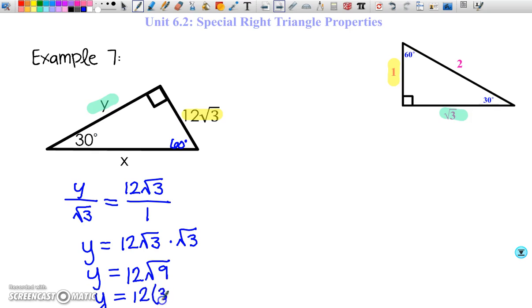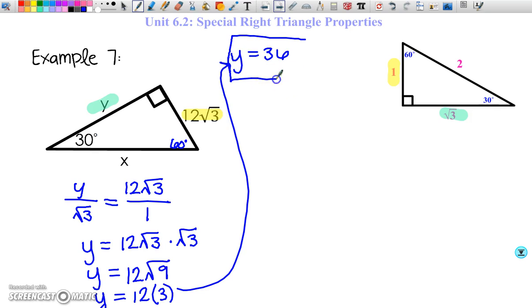So let me replace that with this 3. There we go. And so we get y equals 36. And I'm just going to write that up here just because I'm out of room. So there you go. Y equals 36.